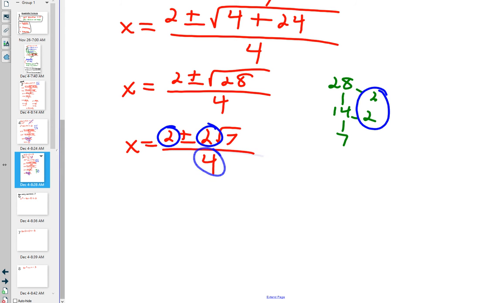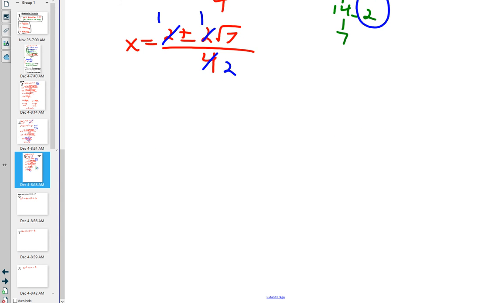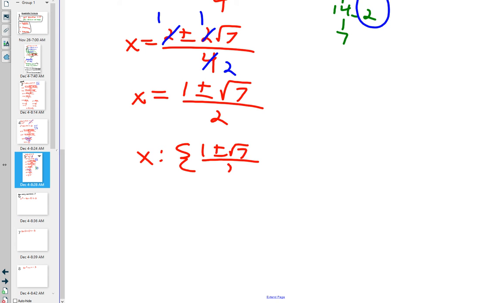Is there a common number that I can divide 2 and 4 by? By 2. So divide them all by 2. So this becomes a 1. This becomes a 1, and this becomes a 2. So x is equal to 1 plus or minus, I don't need to write the second one because there's a square root of 7 right next to it, over 2. Jada, how many solutions are there? No, if there's a plus or minus, there has to be 2. You should write the solution set.